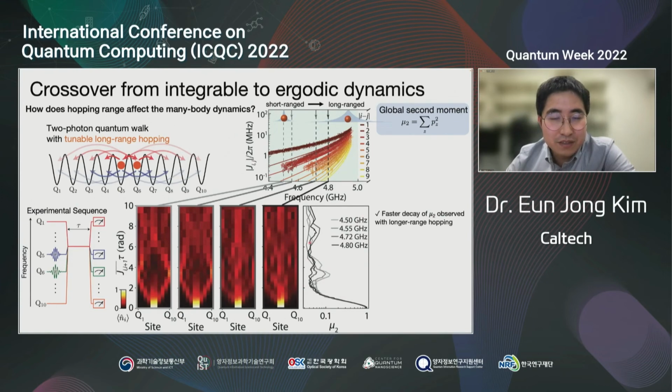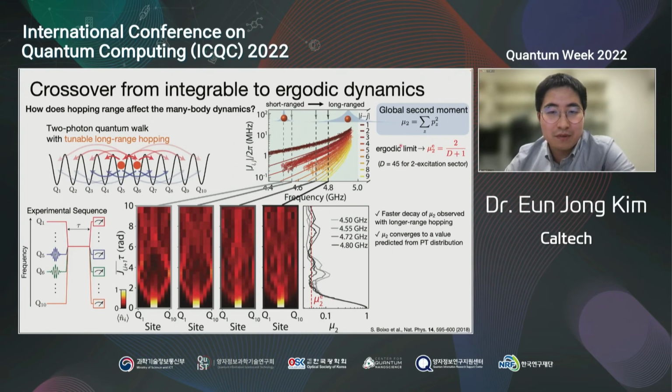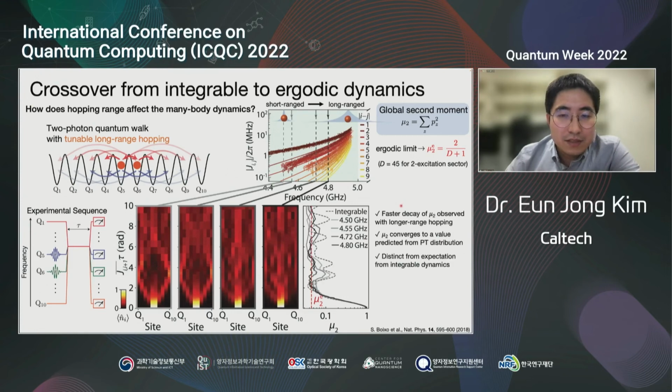The final value in the ergodic limit is represented by mu2e, which is equal to 2 over d plus 1, where d is the dimension of the Hilbert space. This is the value expected from a random wave vector in a Hilbert space. It is distinct from the expectation from integrable dynamics, shown with a dashed line, where there is no convergence of mu2 to this value. From this, we have seen our ability to realize various levels of integrability in many-body dynamics.